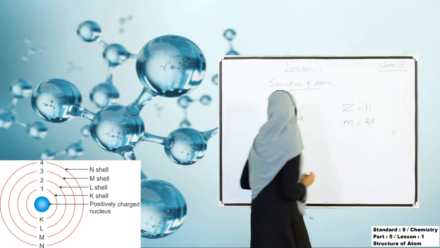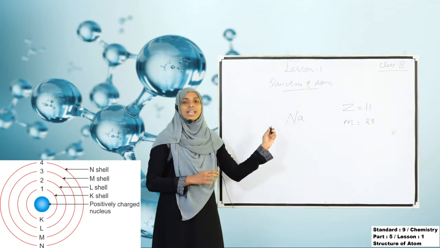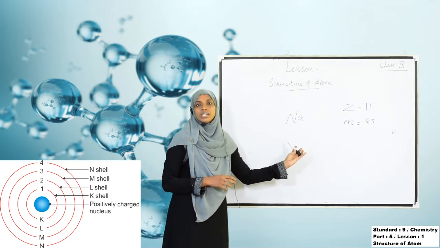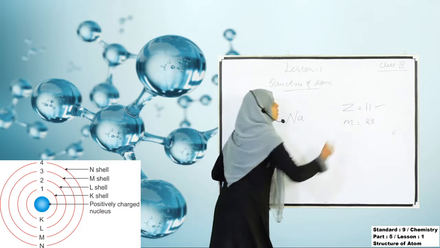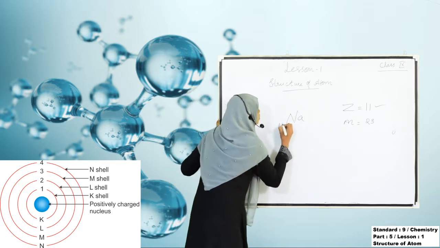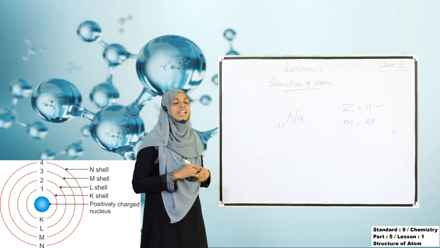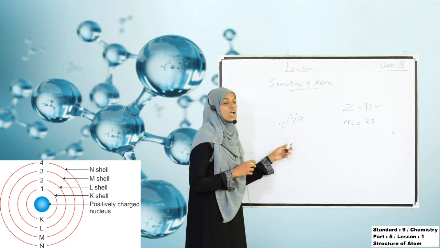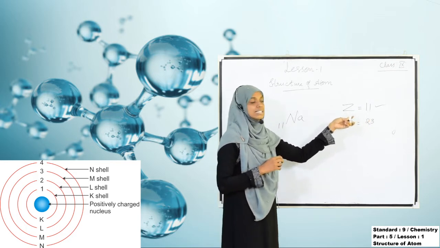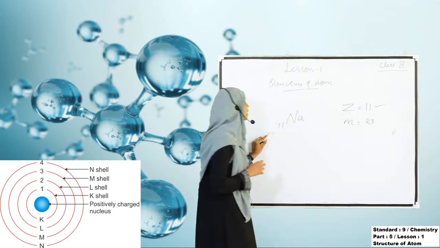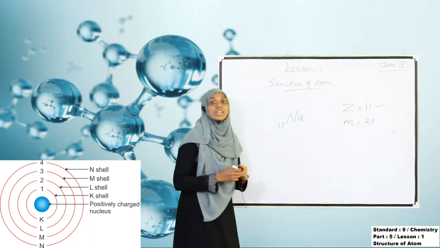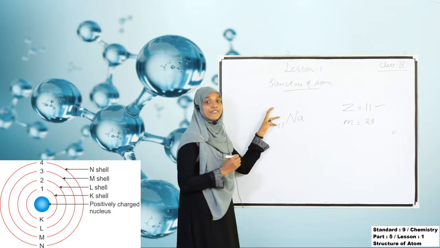While writing the mass number and atomic number of an element, we always write the atomic number on the left bottom. So how do we write the mass number? So here the atomic number of sodium is 11, and how to write it? We represent the atomic number by the letter Z and we write it on the left bottom side. Then where do we write the mass number? We write the mass number on the left top side.